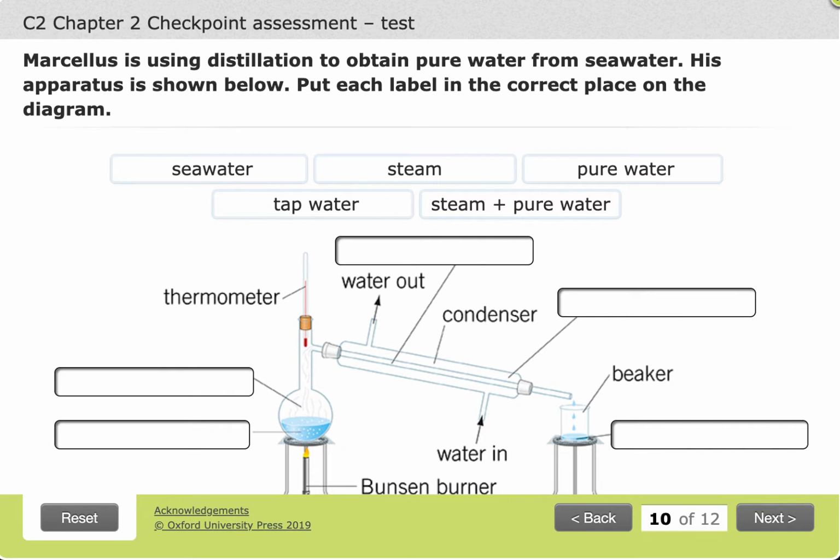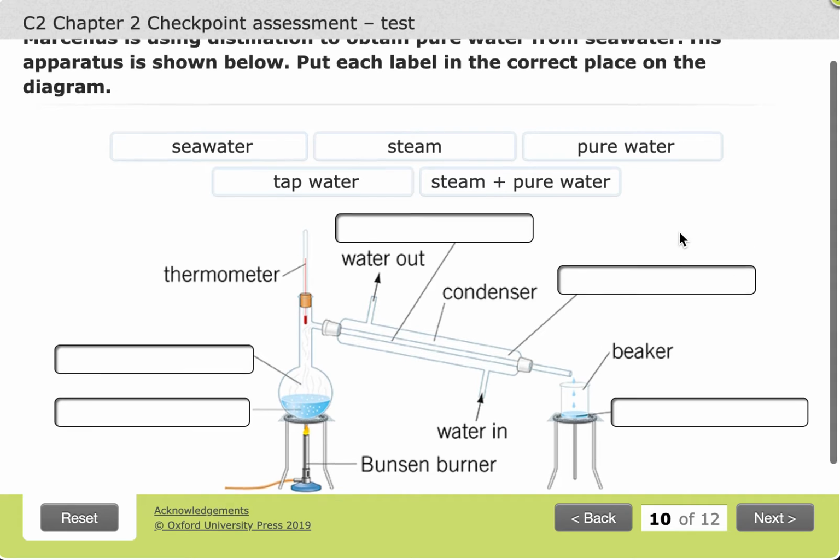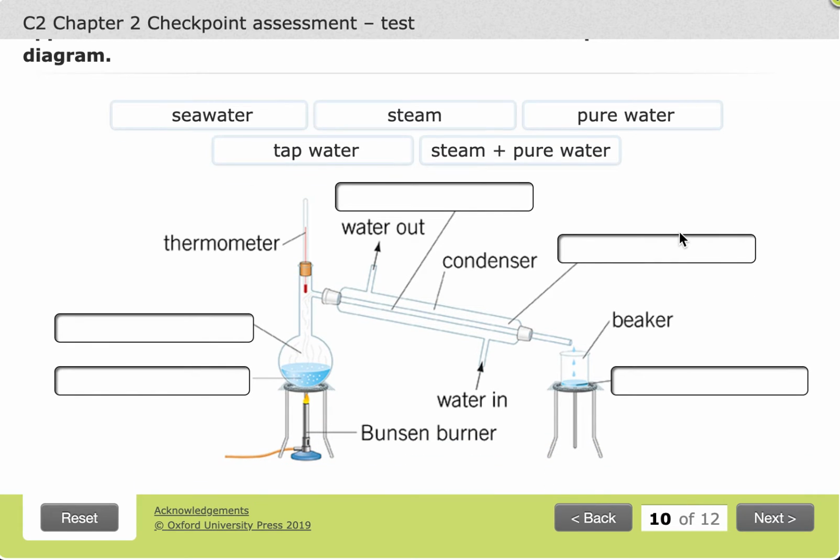Chapter 2, Checkpoint Assessment. It's our final 3 slides, 10, 11 and 12. Remembering, obviously, that in the final few slides, we do have to be a bit careful with some of the terminology. These are the slightly harder questions which are being asked to do. So let's get started.